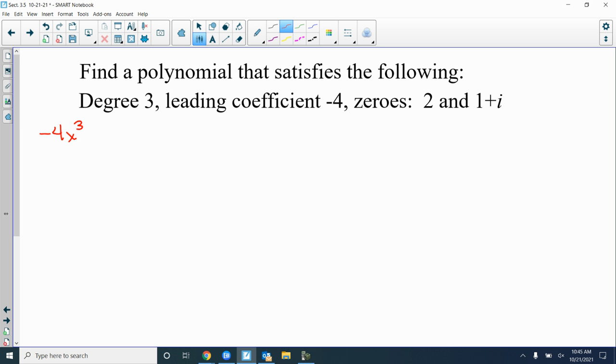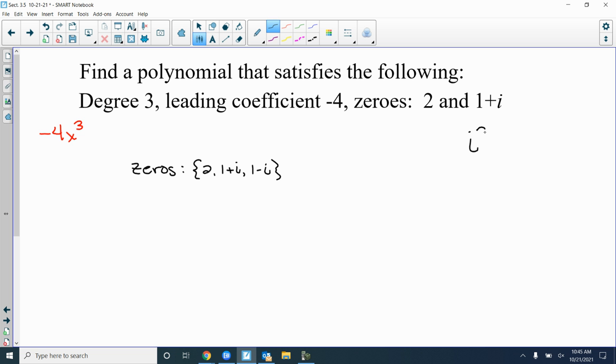Well, if it's degree 3, it has to have 3 zeros, and we just talked about this. So 1 plus i is a root. What is the other root? Minus i. So that means my zeros will be 2, 1 plus i, 1 minus i.